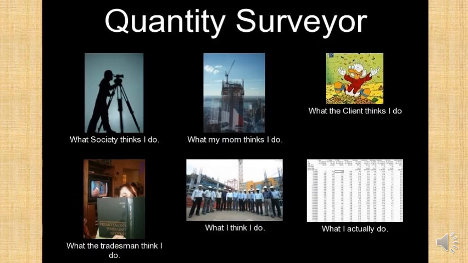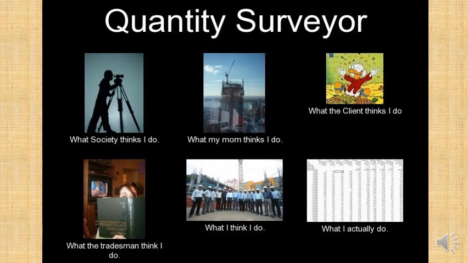Society often thinks that you as the quantity surveyor, you're basically a land surveyor. Your mum thinks you're building great projects. The client thinks you're hoarding all this money. The tradesman thinks you don't know what you're doing. You think you're an amazing part of an amazing team delivering great projects, which you are in a way.